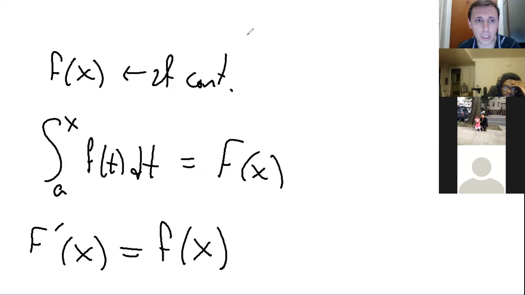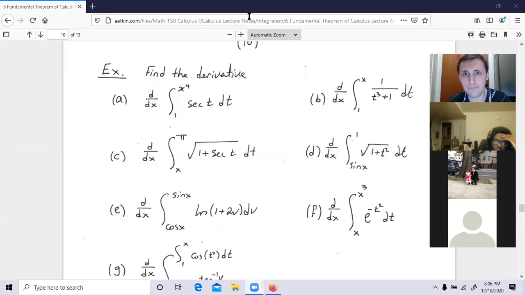I'm just hurrying to try to capture this information. So what is now the answer for C?